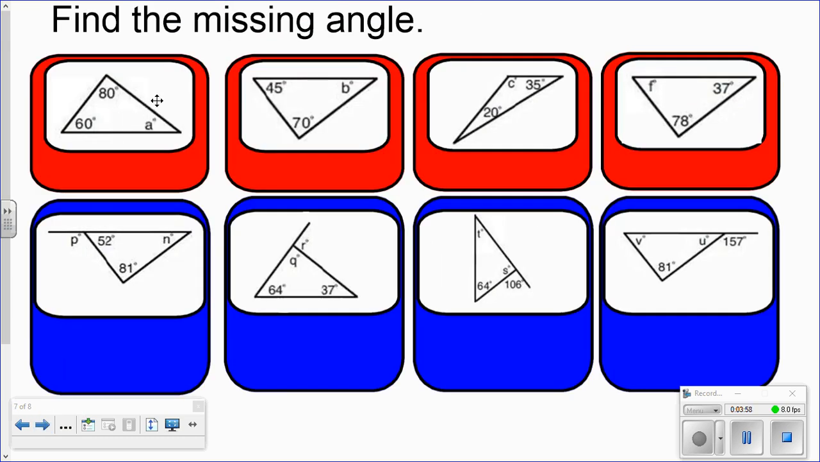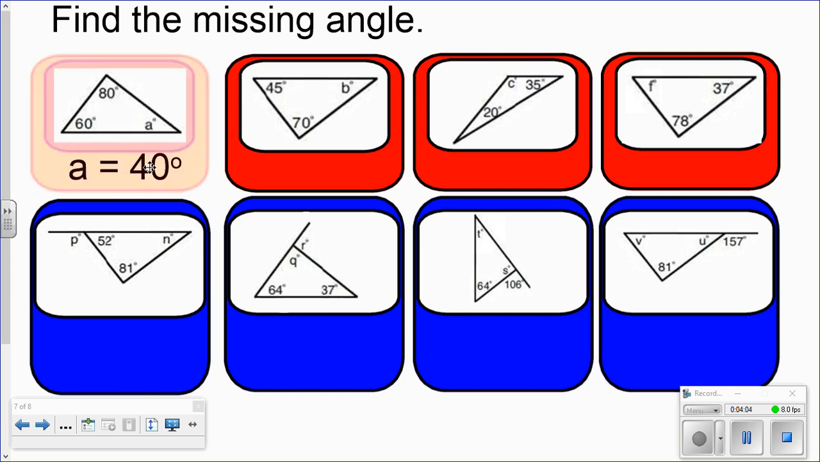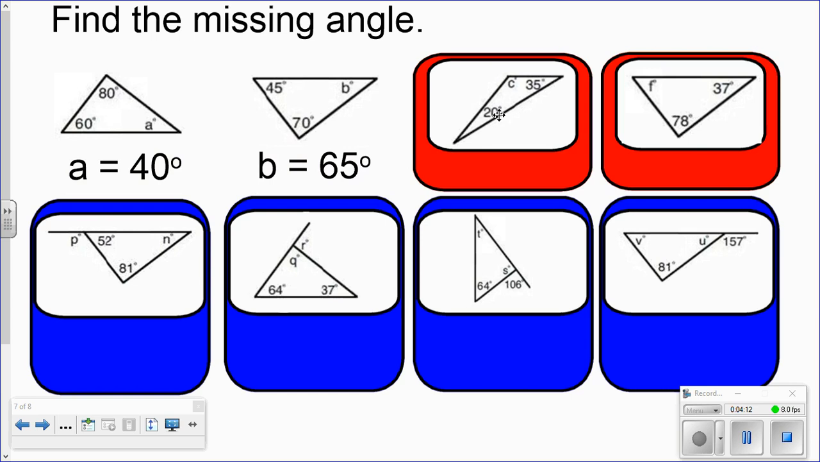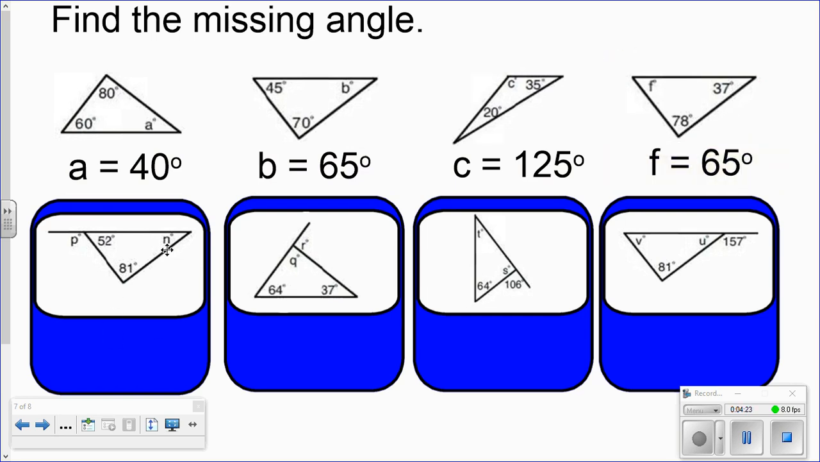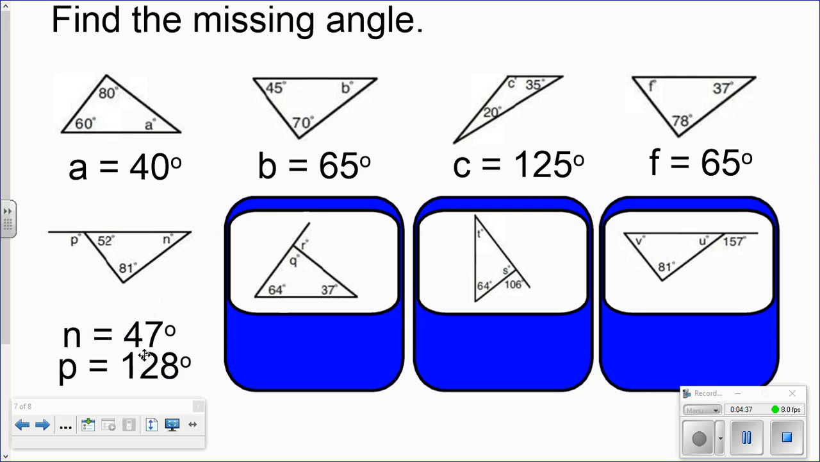Find the missing angle. Here, all we need to do is take 180 minus the 80 minus the 60, and A is 40. Here, 180 minus 45 minus 70, B is 65. 180 minus 20 minus 35, C is 125. 180 minus 78 minus 37 is 65. I don't know this one yet, but I know 180 minus the 52 minus the 81 lets me find N. And for P, I'll take 180 minus 52.